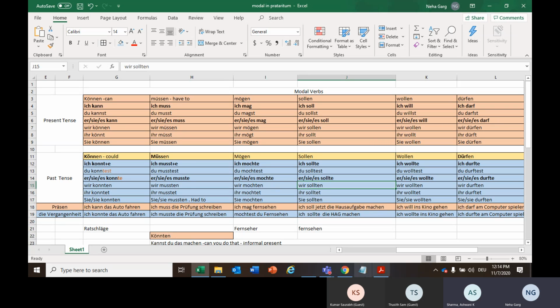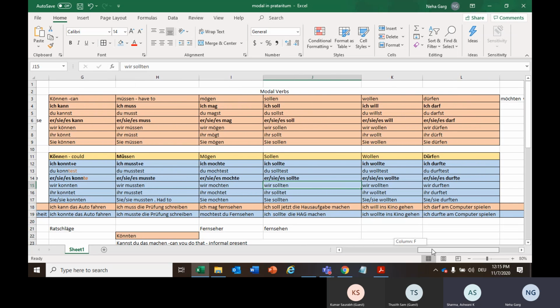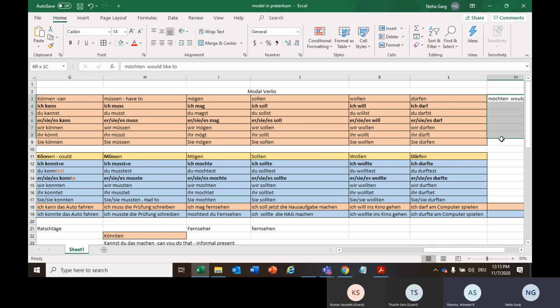Okay. And how about Möchten? Möchten will be, for these modal verbs in the past tense, go like this only? Möchten basically stays in present tense only. There is no specific past tense for that. Because that is something a little polite, where you are offering something to somebody. Would you like to have this?